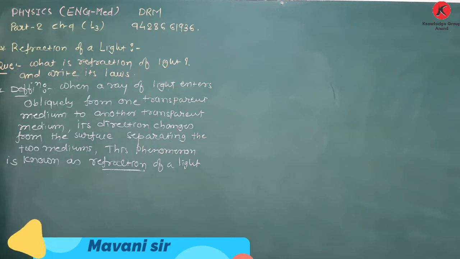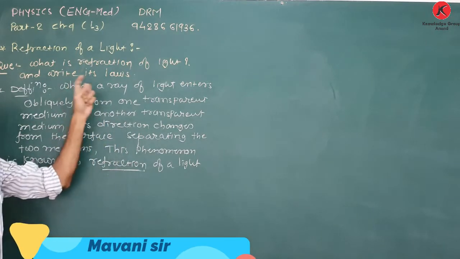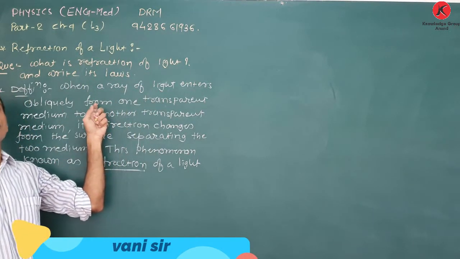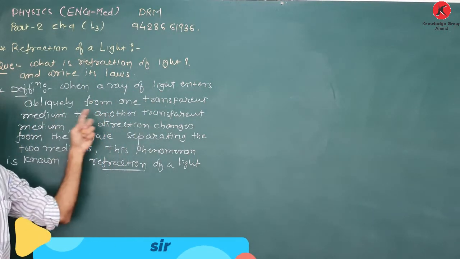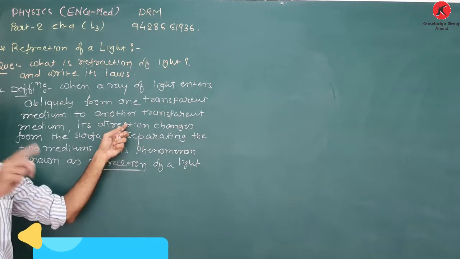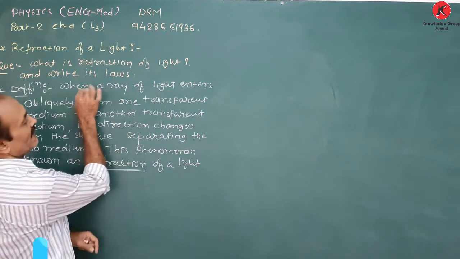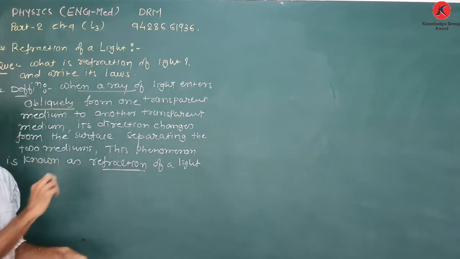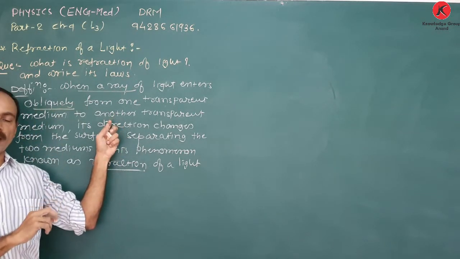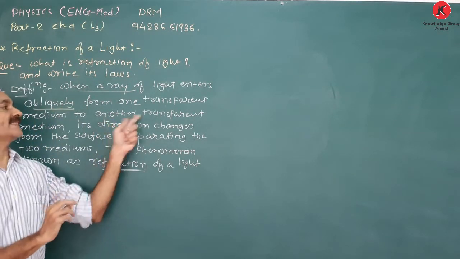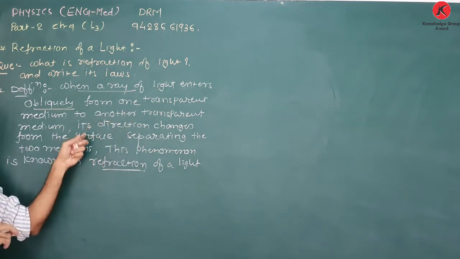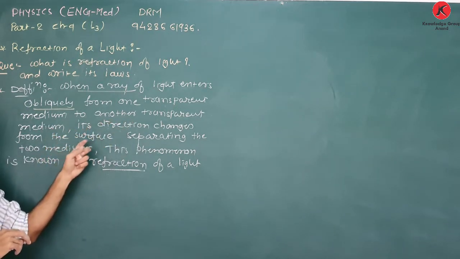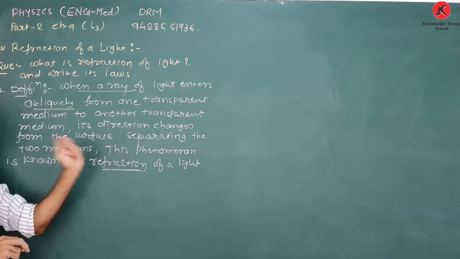Refraction of light we already learned in 10th standard. What is refraction? When a ray of light enters from one transparent medium into another transparent medium. Here, keep in mind that the ray of light must be oblique, that means not normal to the surface. At this time, what happens? The direction of the light is changed at the surface separating the two media.